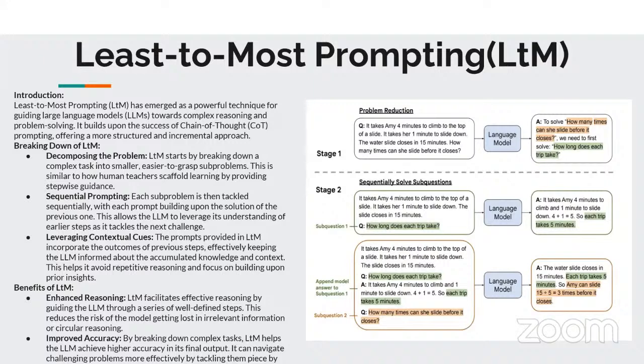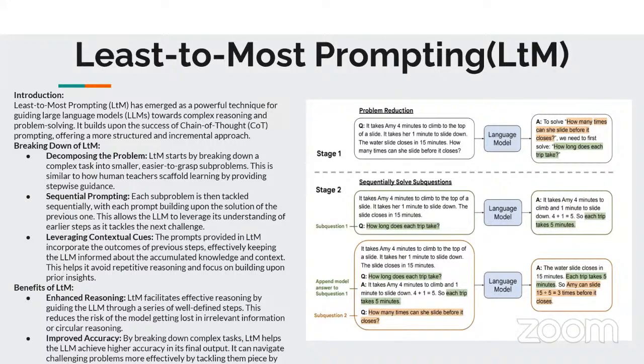And now we'll have a look at the benefits of least to most prompting. It will enhance reasoning. It will guide the LLM through clear steps, improving its reasoning ability and reducing the chance of getting lost in irrelevant information, right? And improved accuracy. Improved accuracy in the sense that breaking down a task into smaller parts will achieve accuracy. It allows the LLM to handle challenging problems effectively, piece by piece, step by step. Okay, so just have a look at this.